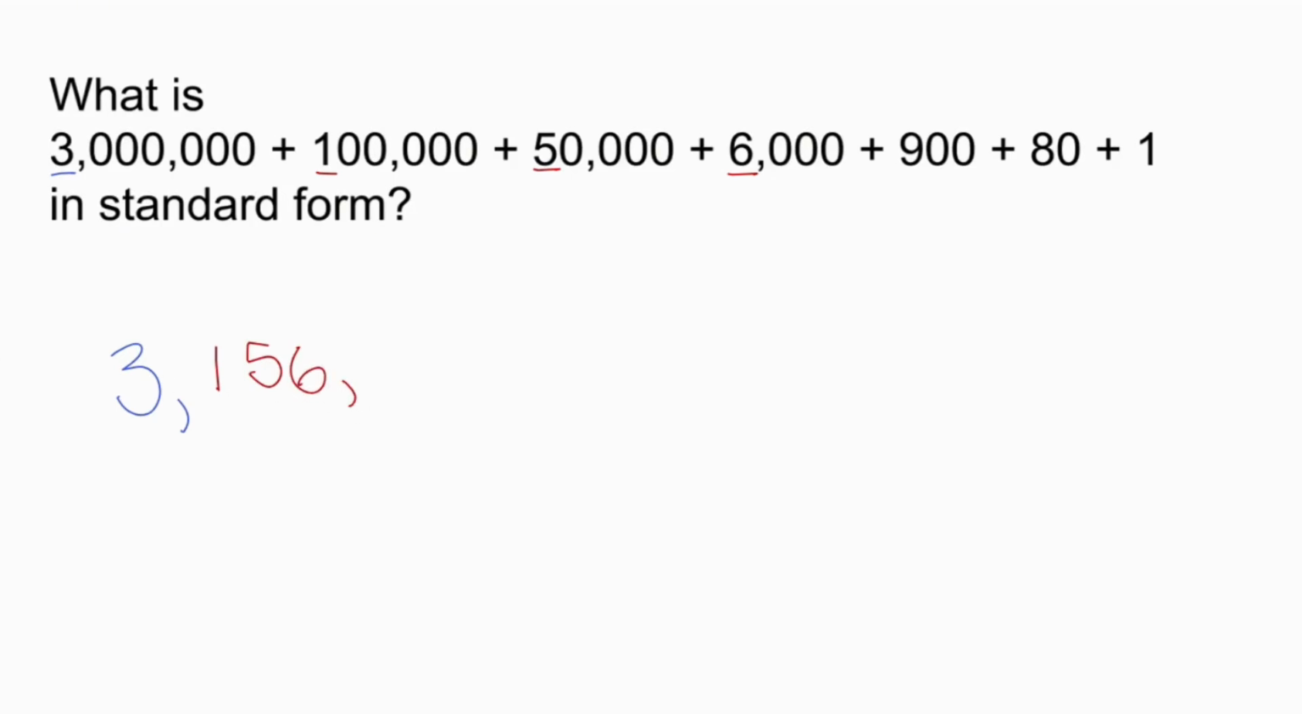And then to finish this guy out, you have 900 and 80 and 1. So 900 plus 80 plus 1 is 981. And we end up with the number 3,156,981.